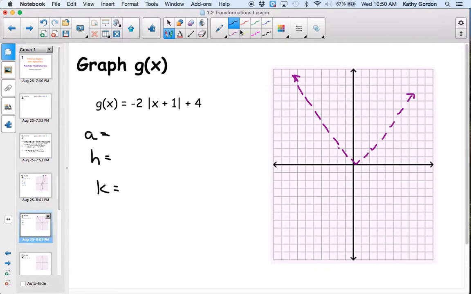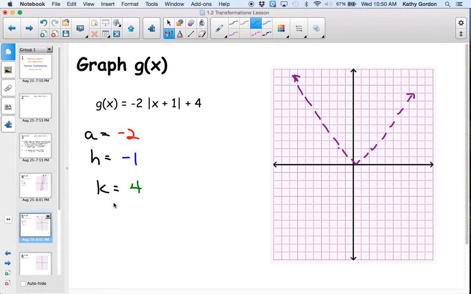What is my A value? Negative 2. What is my H value? Negative 1. Good. Remember, don't let that trick you into thinking positive 1, because the original form is minus H. So the only way I get x plus 1 is if it's a negative 1 for H. All right, and for K? 4.